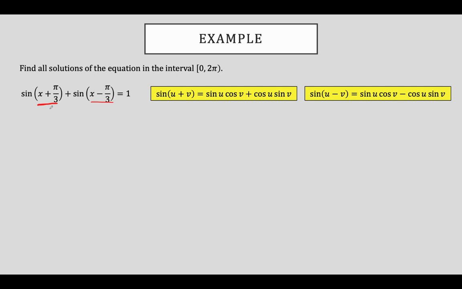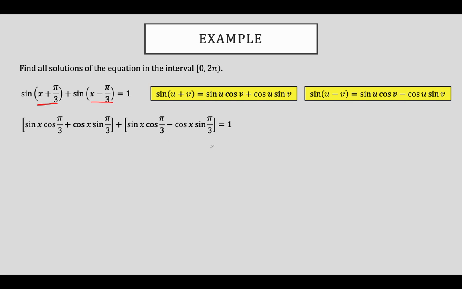We can use the sum formula for sine of x plus pi over 3 and rewrite the expression as the sine of x times the cosine of pi over 3 plus the cosine of x times the sine of pi over 3 plus, and now we can use our difference formula for sine for our second grouping. The sine of x times the cosine of pi over 3 minus the cosine of x times the sine of pi over 3. And all of that is equal to 1. So that helped us because now we just have x's inside of these unknown trig functions.